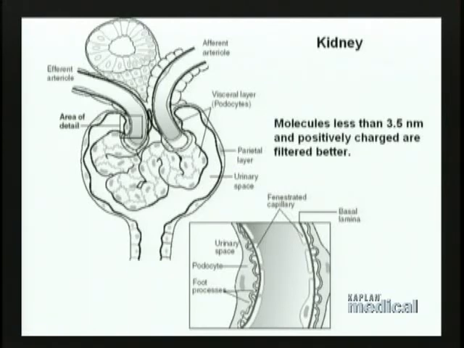The inset area of detail in this picture illustrates, at least diagrammatically, the elements of the so-called filtration barrier. Basically, we can see a fenestrated capillary endothelium lining the capillary bed interposed between the afferent and efferent arterioles. A shared basal lamina, and on the other side of the basal lamina we find the foot processes separated by small diaphragms of the podocytes, and then on the other side of the cytoplasm of the podocytes we find the so-called urinary space interposed between the parietal and visceral layers, the podocyte layer of Bowman's capsule.